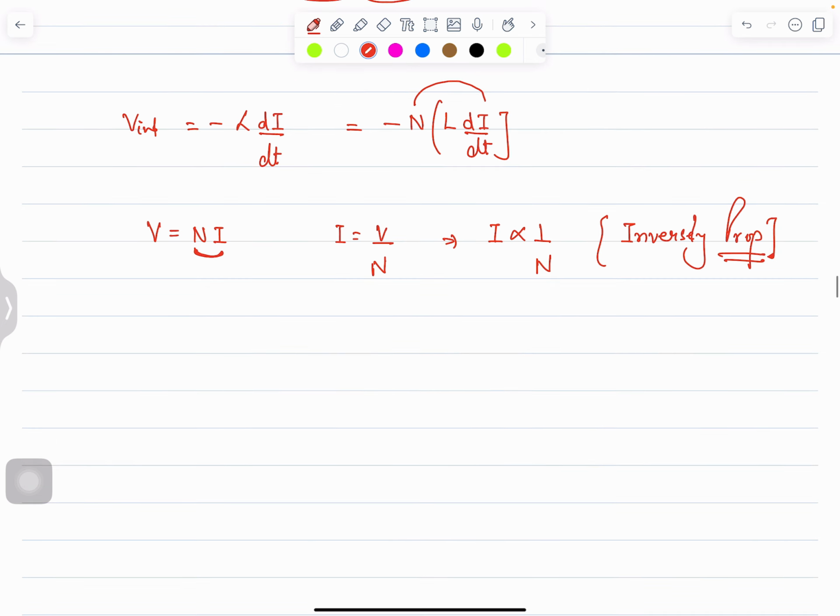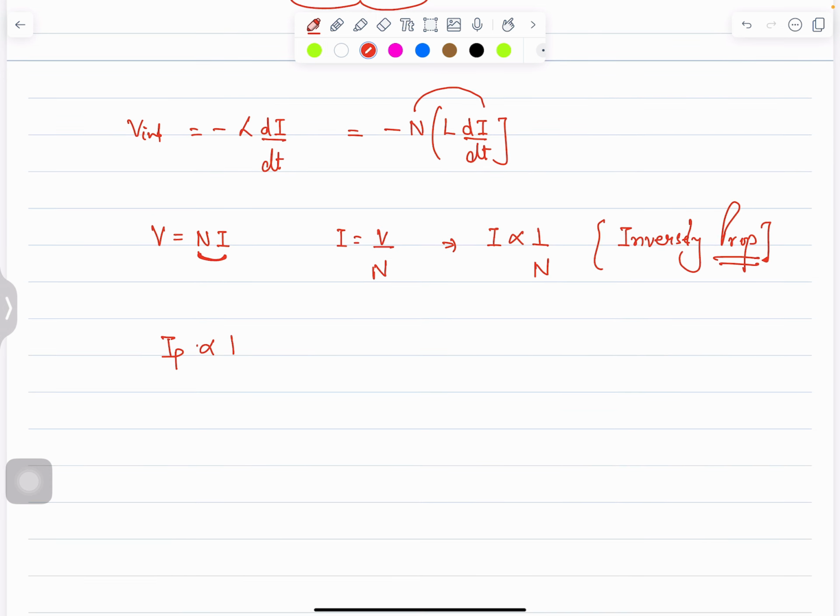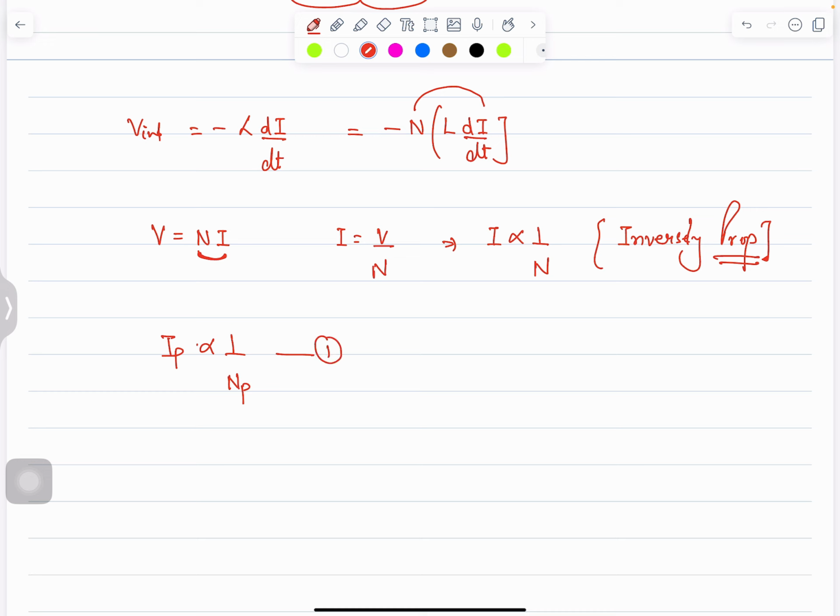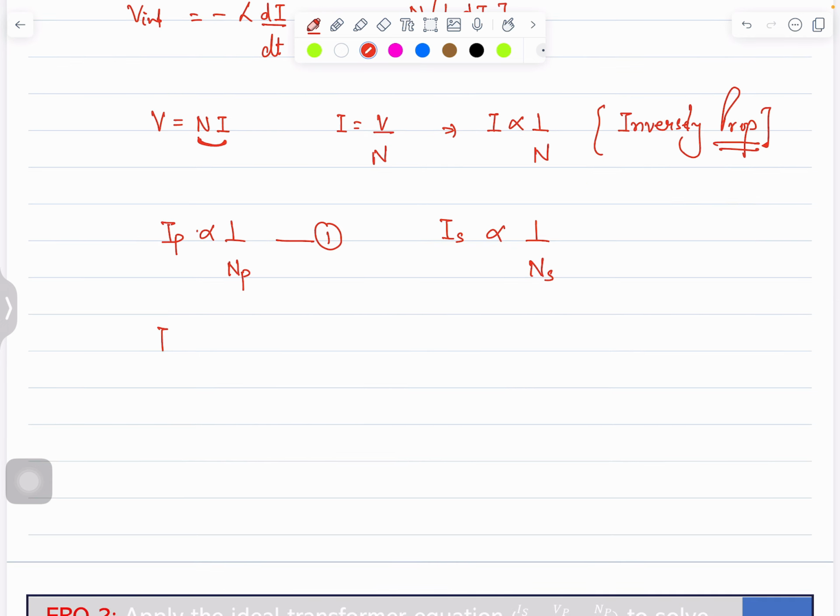So can I say I primary is directly proportional to 1 over number of primary turns? And I secondary is proportional to 1 over number of secondary turns? Yes or no? Sure. So if I solve I P divided by I S, then what will happen? N S over N P. See, they are interchangeable. Yes or no?